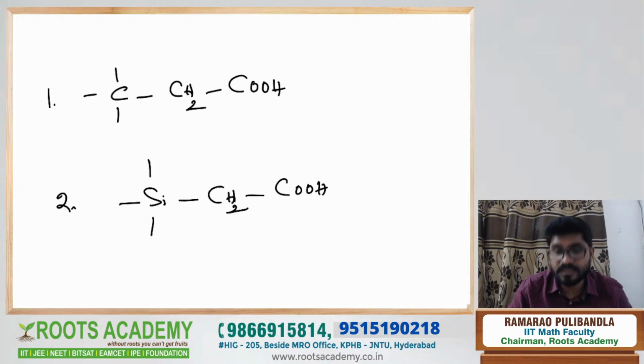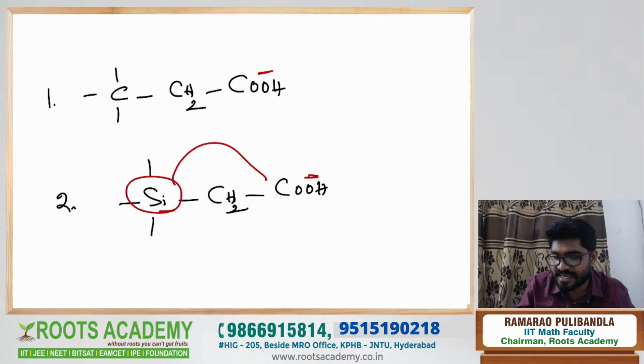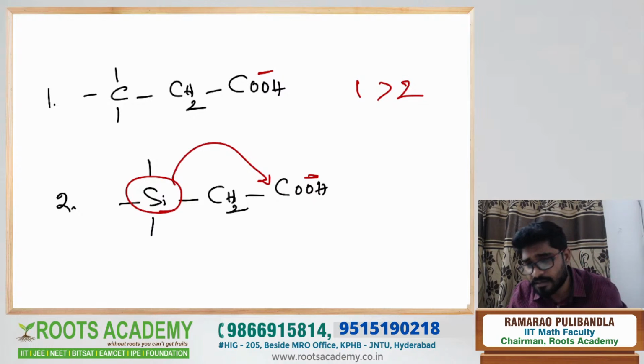Same concept. Yes, Vani. That's where it went wrong. After removal of proton, here the negative charge, here the negative charge. The negative charge can't be diminished by the silicon because it's not connected directly to this carbon. So there is no effect of d orbitals. Then we can go for electronegativity. Compared to silicon, carbon is more electronegative. So that's why first one is greater than second one. So here d orbital effect is not there because it's not directly connected to that carbon.